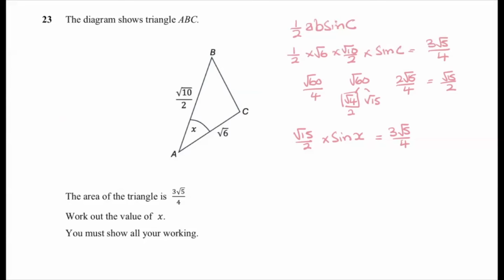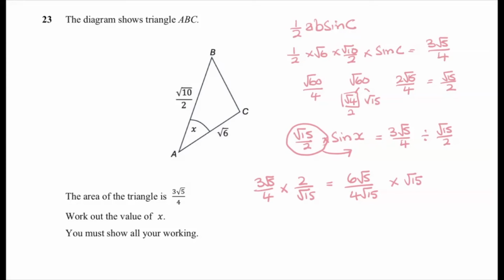I'm working to get x on its own, so I'm going to move this across. It will land as divide by root 15 over 2. And what we're looking at here are two fractions, so we're going to be applying our keep, change, flip method. So I've got 3 root 5 over 4 times 2 over root 15. When I do this, I end up with 6 root 5 over 4 root 15. Now I need to rationalize the denominator, so we're going to be timesing through by root 15.